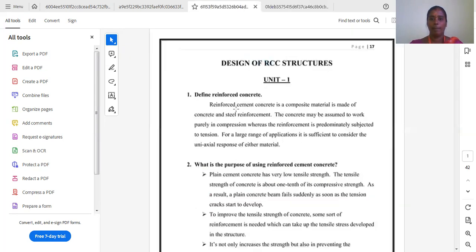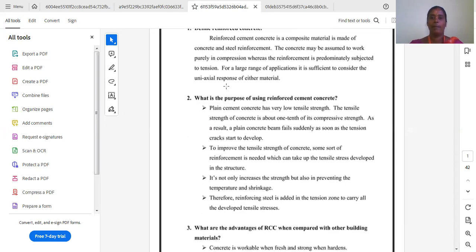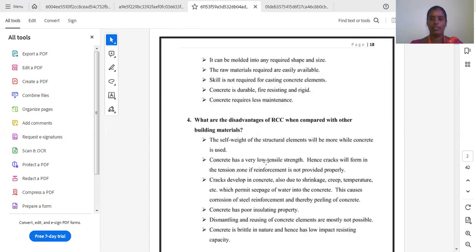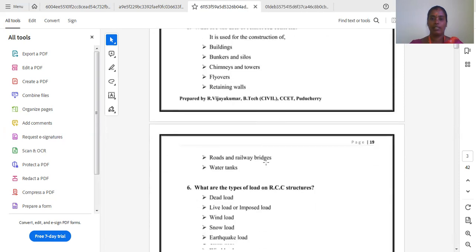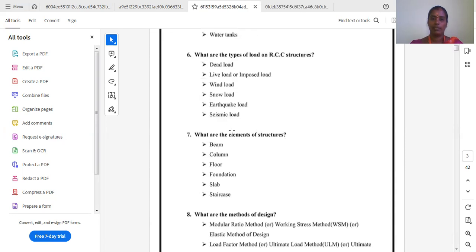In this you can see what is reinforced concrete. So reinforced cement concrete is a composite material made of concrete and steel reinforcement fabric. Concrete may be assumed to work purely in compression, whereas the reinforcement takes the tension. Okay. Then what is the purpose of using reinforcement? What are all the elements? Beam, column, floor slab, foundation slab, staircase.